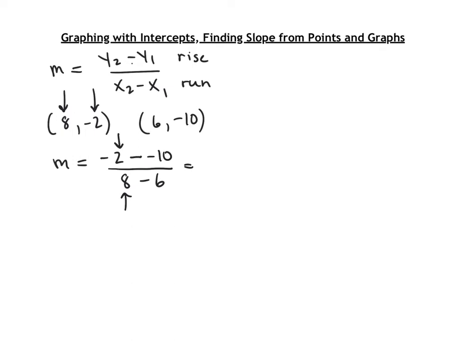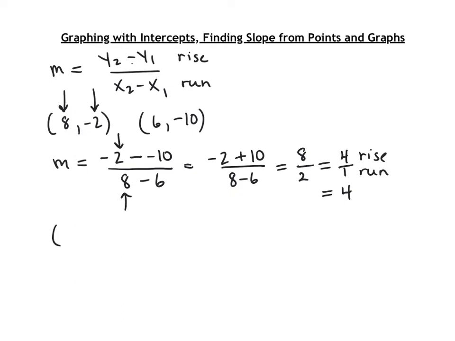-2 minus -10 is -2 plus 10. The double negative means add. 8 minus 6 below. This ends up being 8 over 2. And so the slope is 4, or 4 over 1. The rise would be 4, and the run would be 1. Typically, we'll just write that as 4, though, and we'll know that the run is 1.